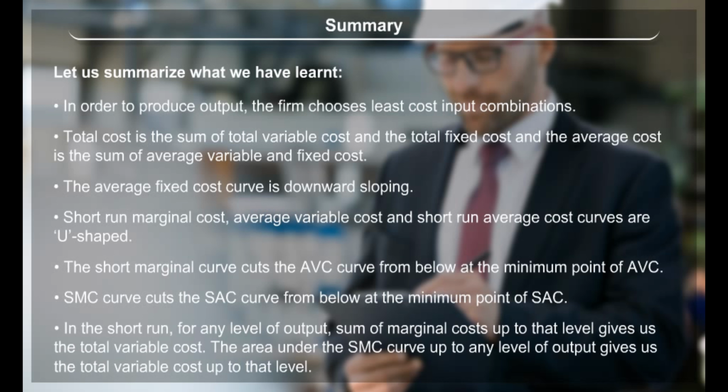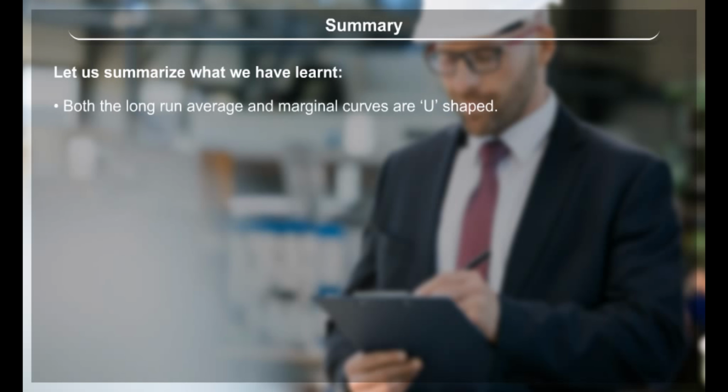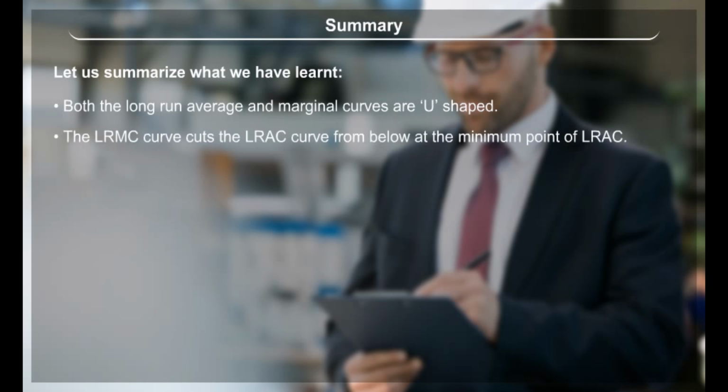In the short run, for any level of output, the sum of marginal costs up to that level gives us the total variable cost. The area under the SMC curve up to any level of output gives us the total variable cost up to that level. Both the long-run average and marginal cost curves are U-shaped. The LRMC curve cuts the LRAC curve from below at the minimum point of LRAC.